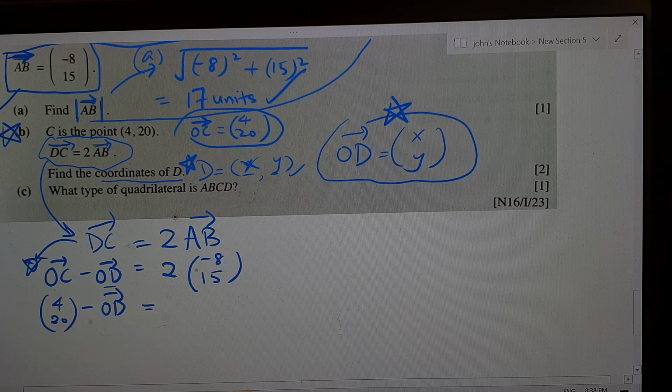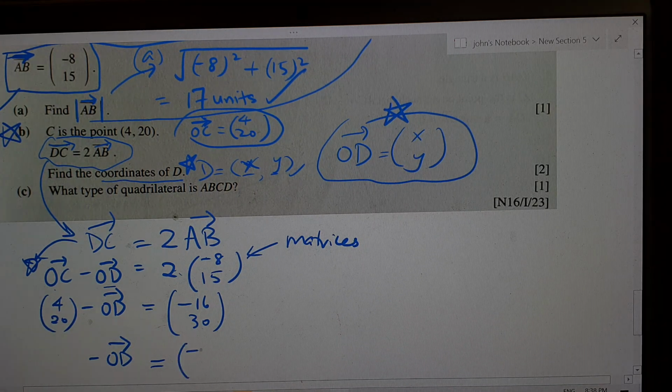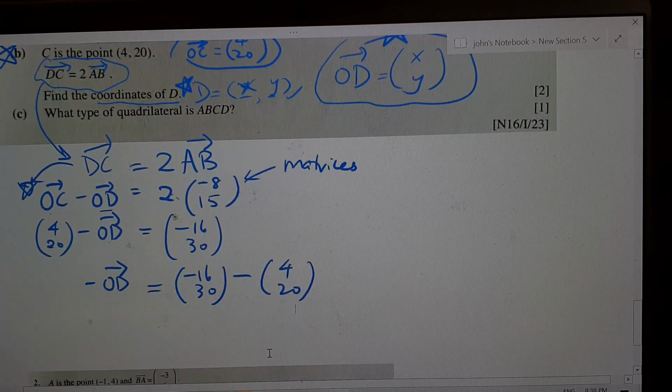Okay, now how do I multiply this? It's like your matrices. You know, we learned matrices. So this times this, this times this. So it's (minus 16, 30). Alright, now how do we manipulate from here? You can leave this here. You don't want this, right? So you minus both sides. You minus (minus 16, 30) from both sides, so it's minus (4, 20). Actually we are killing two birds with one stone. We are revising matrices now as well. This is minus OD. Don't forget the minus is still there. I haven't got rid of it.